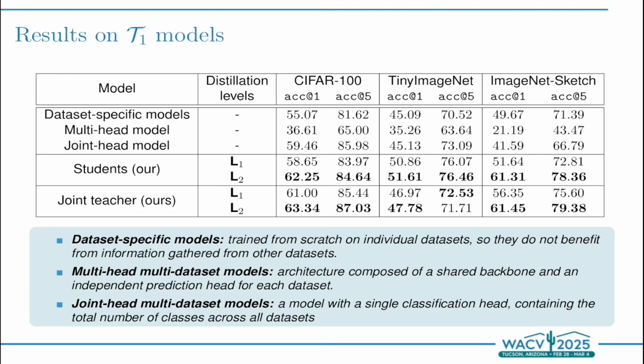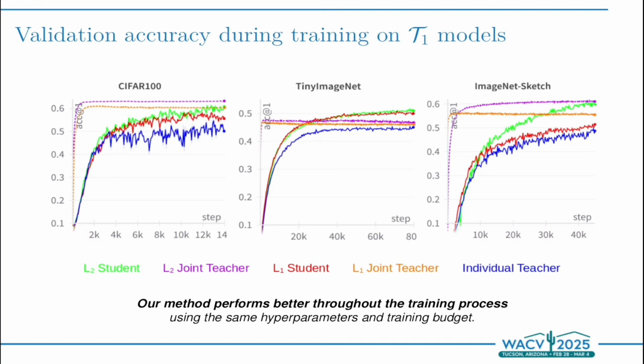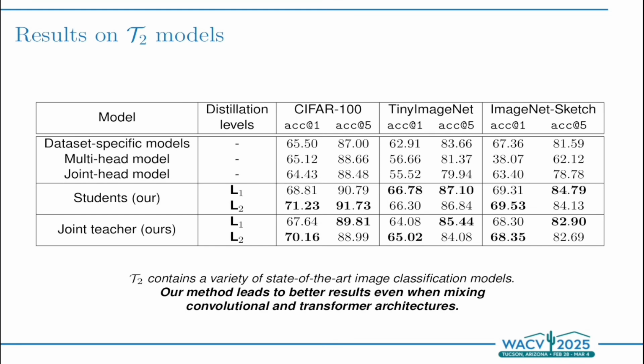As you can observe, students and teachers using the MLFD method surpass all 3 baselines. Using our method, each student performs better than the teacher throughout the optimization process. We use the same hyperparameters and training budget between experiments to conclude the performance gains using our method. Our method produced better results also on the state-of-the-art models, even when the joint teacher mixes information between convolutional and transformer architectures.